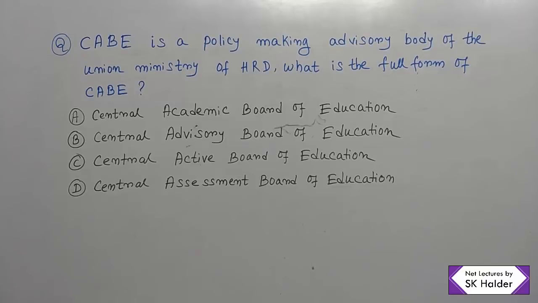CABE is a policy-making advisory body of the Union Ministry of HRD. What is the full form of CABE? Option A, Central Academic Board of Education. Option B, Central Advisory Board of Education. Option C, Central Active Board of Education. Option D, Central Assessment Board of Education.